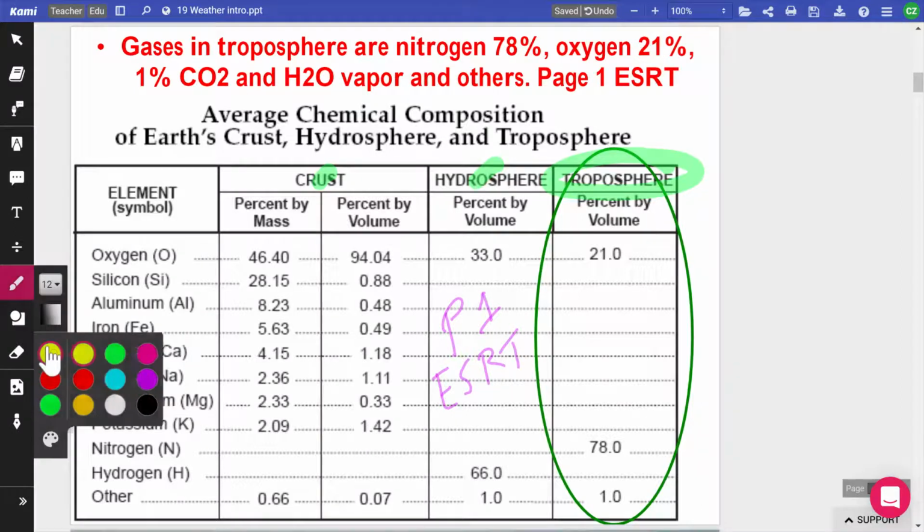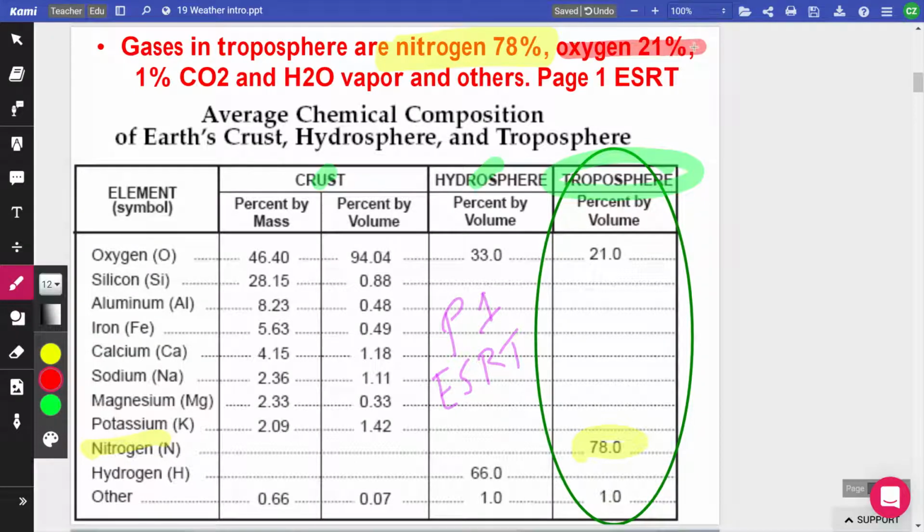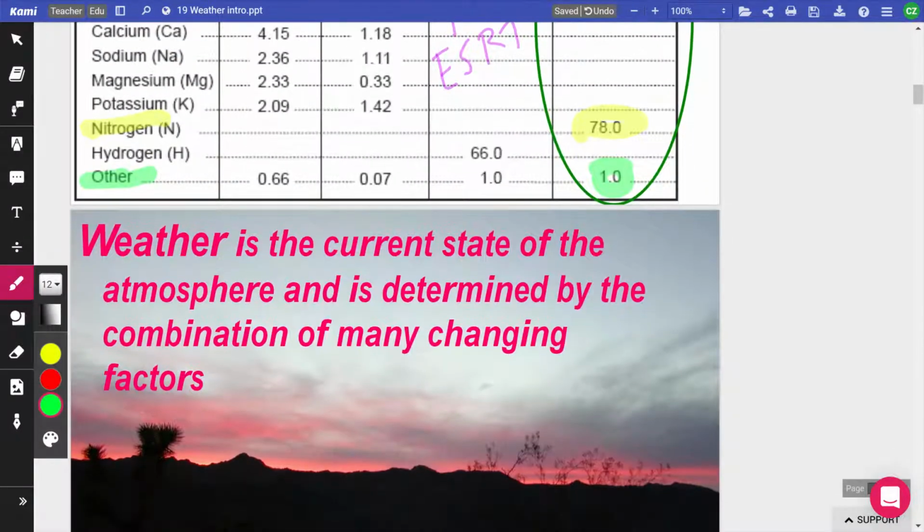Something that's really interesting and students always get caught on: the most abundant element in our atmosphere is nitrogen, 78%, okay? Not oxygen. Oxygen is only 21%. And then there's some others. We have CO2, we have H2O, there's methane, there's particulate, and that's 1%, and that's what we call other all the way down there. There's greenhouse gases and whatnot, and we'll get into that a little further. So again, this is page 1 of your reference tables where you'll find percent by volume, elements in the troposphere. Okay.